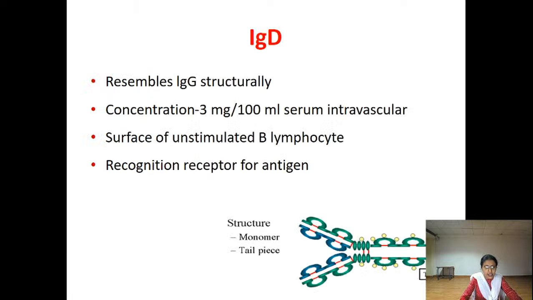Okay. Then coming to IgD. This IgD structure is very similar to IgG, and the concentration is approximately 3 milligram per 100 ml of the serum, and it is again intravascular. Its function is as the recognition receptor for antigen. Okay, and it is present on the surface of the unstimulated B lymphocyte.